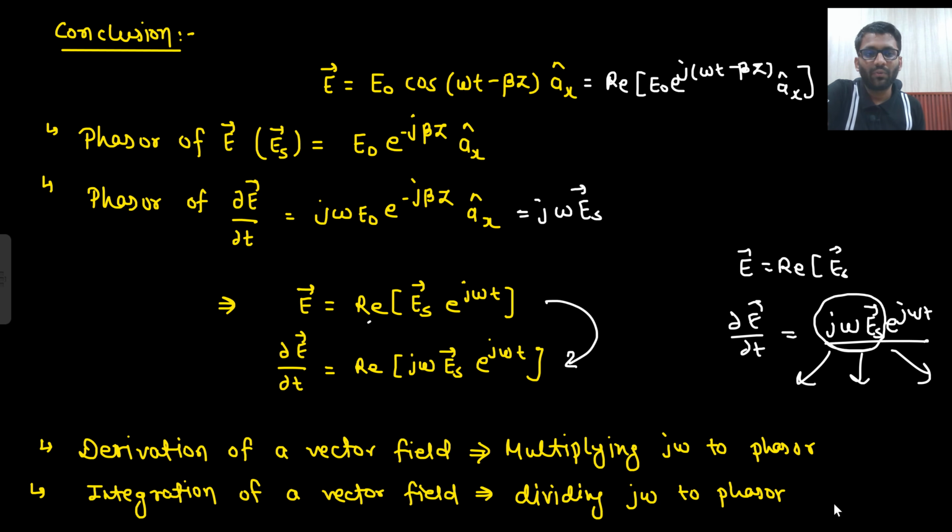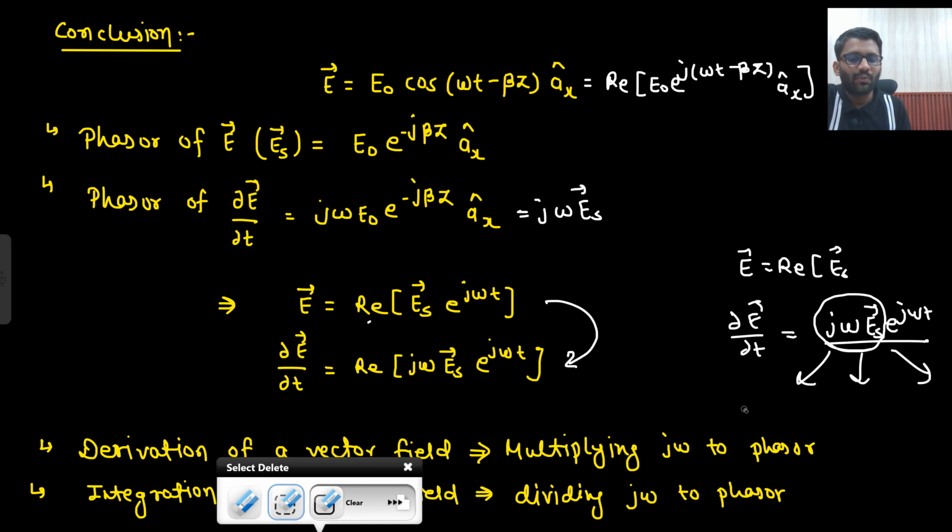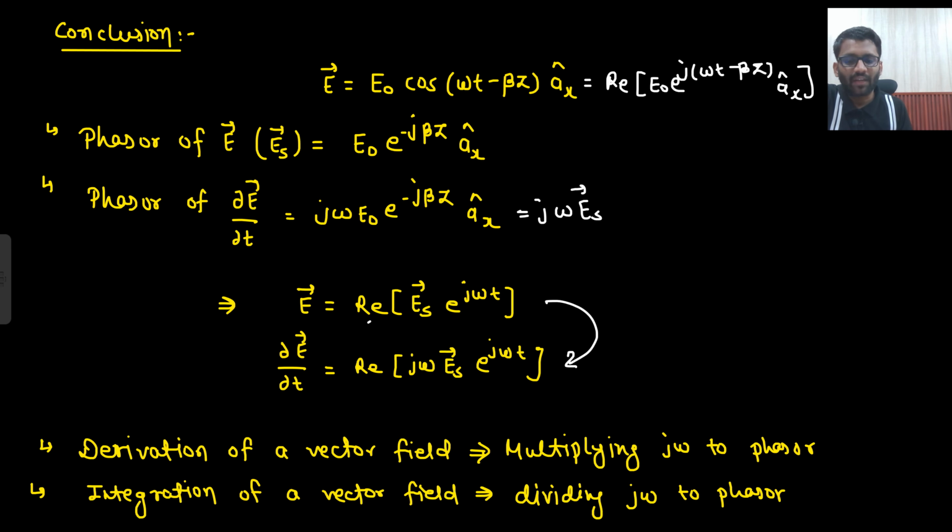So for that what do we do? We add j omega t. So one way is add e to the power j omega t and get the real part. Third way is add e to the power j omega t, get the imaginary part. In the E, what are you getting? Real part. So here what will you get? Real part only. That's it. So it has reduced our calculation. Okay. So differentiation of a vector field is equivalent to differentiation of a time harmonic vector field.